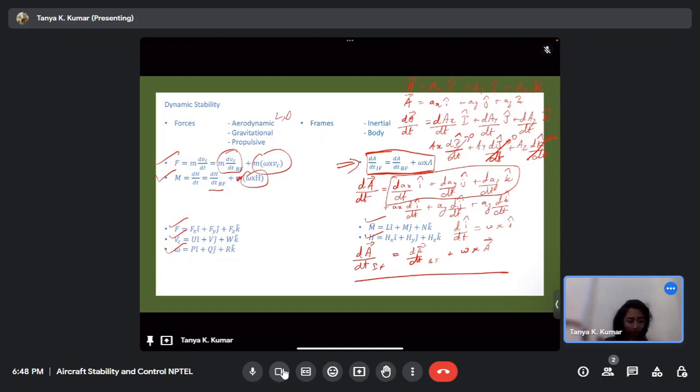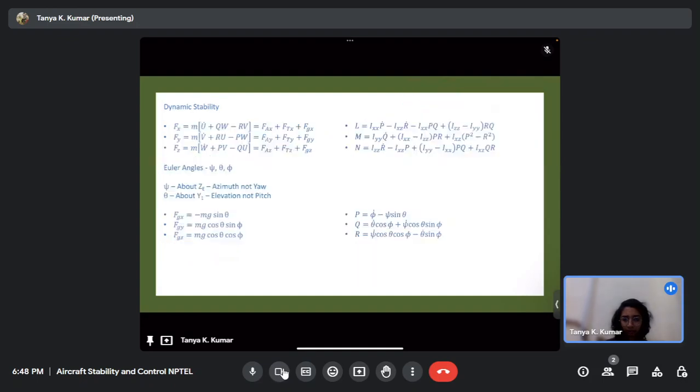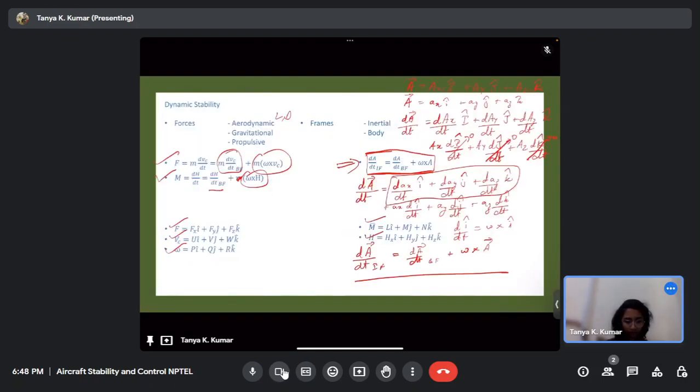Now the dynamic stability. Why aren't the slides changing? Are the slides changing for you?